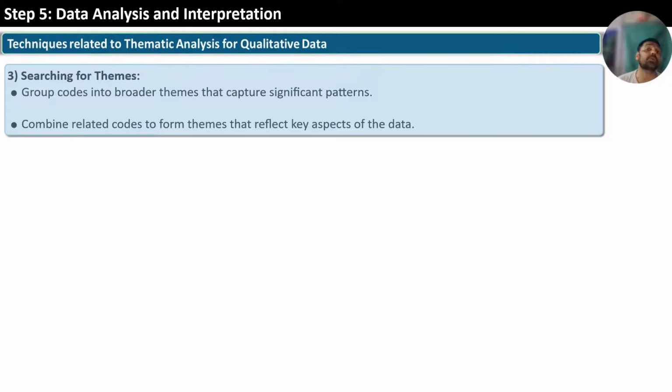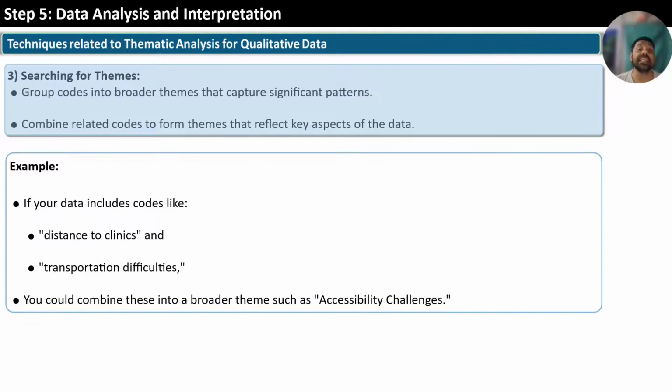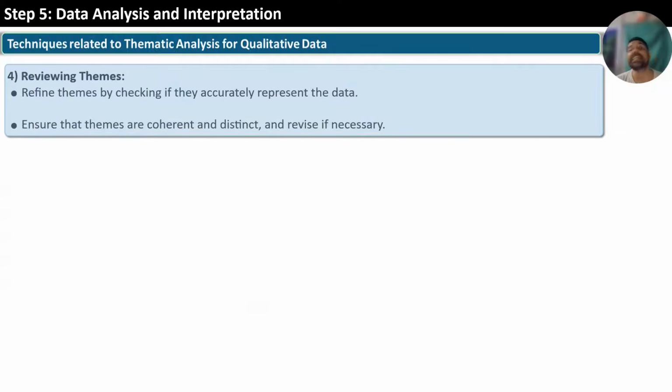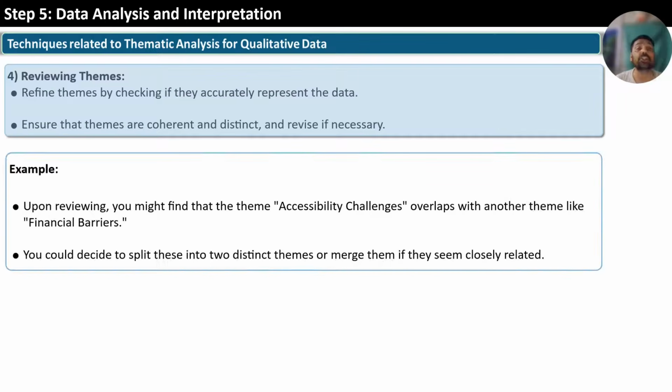Another technique is to search for themes, group codes into broader themes that capture significant patterns. Combine related codes to form themes that reflect key aspects of the data. And another technique is to review themes. Refine themes by checking if they accurately represent the data, ensure that themes are coherent and distinct, and revise if necessary.